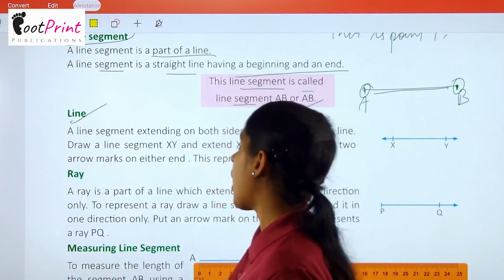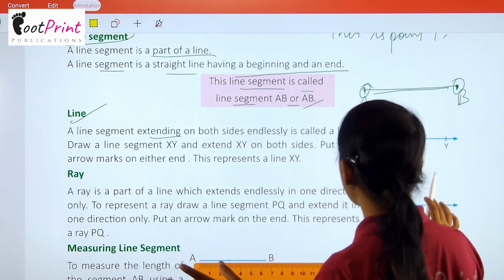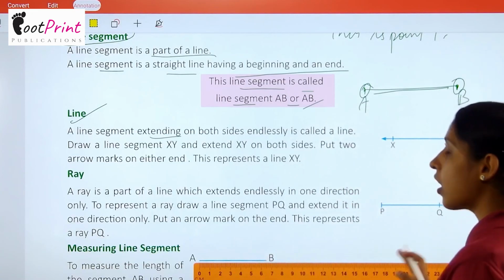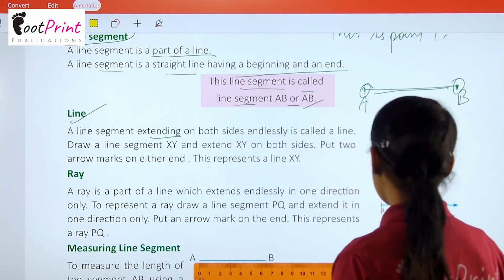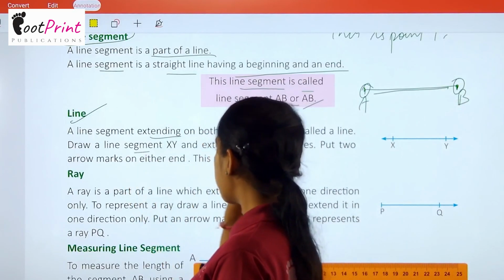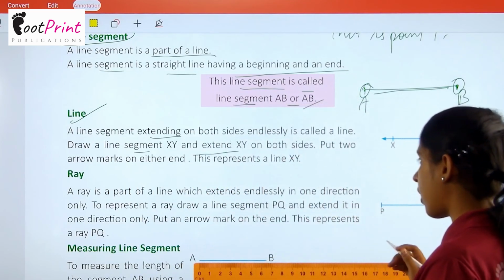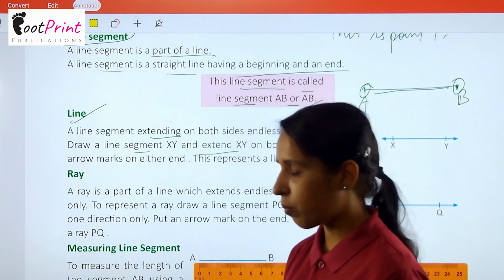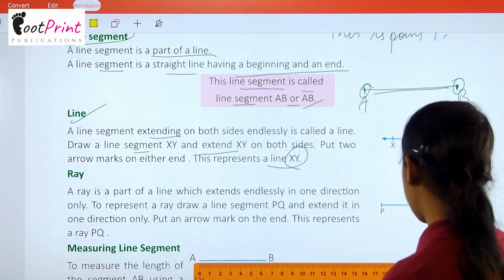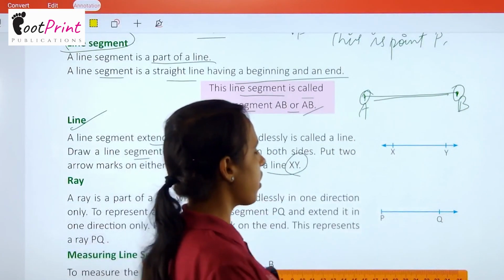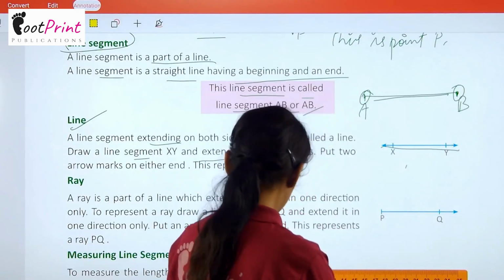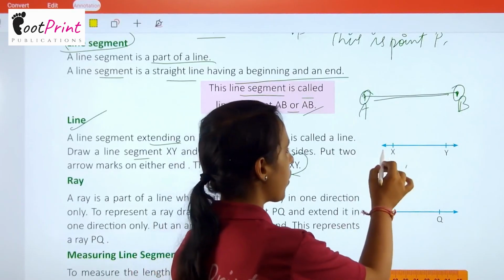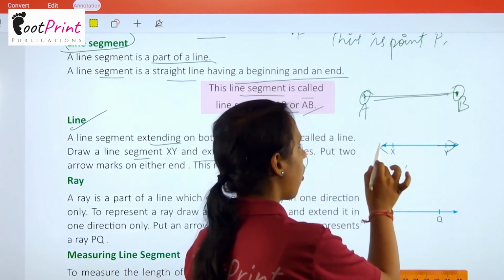Next, line. What is a line? A line segment extending on both sides endlessly is called a line. So ऐसा line segment जिसको दोनों तरफ से हम extend कर सकते हैं, कितना भी बड़ा कर सकते हैं. ठीक है. So draw a line segment XY and extend XY on both sides. Put two arrow marks on either end. दोनों end पे हमें क्या करना है, arrow करने हैं. This represents line XY. For example, the figure is given here. पहले हमने XY ड्रॉ किया और XY को ड्रॉ करने के बाद हमने क्या किया, दोनों पॉइंट्स पे एरो पॉइंट्स लगा दिए, उसको एक्सटेंड किया और एरो पॉइंट्स लगा दिए.